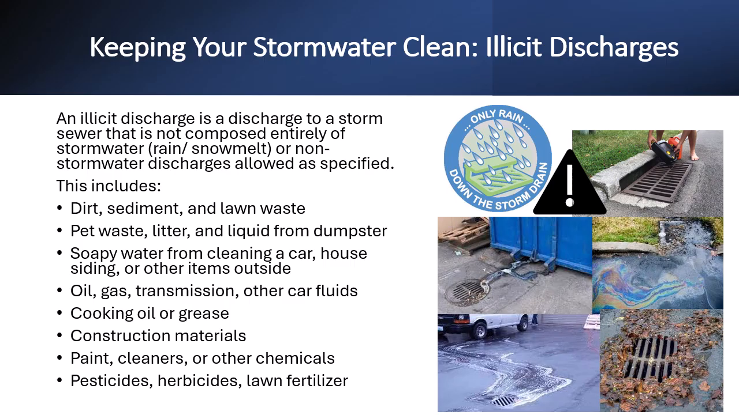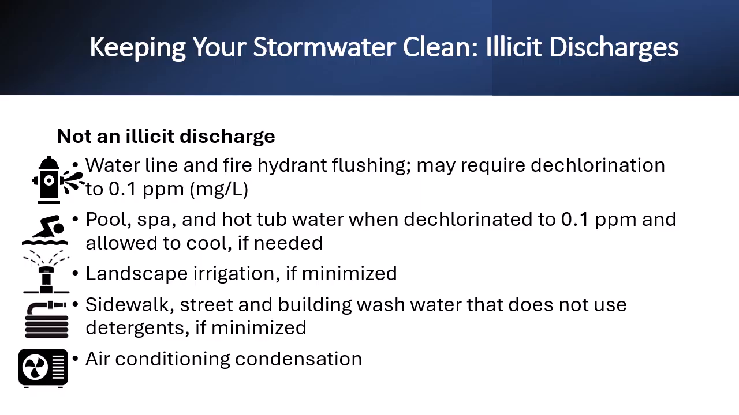Let's clarify. The following are not considered an illicit discharge. Water line and fire hydrant flushing, although this may require dechlorination to 0.1 parts per million or milligrams per liter, where the systems chlorinate potable water. But there are few systems that do this in Spokane County. Pool, spa, and hot tub water when dechlorinated to 0.1 parts per million and allowed to cool if needed. Note that if these conditions are not met, the discharge could be considered an illicit discharge.